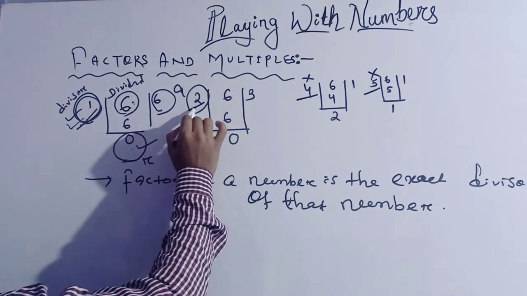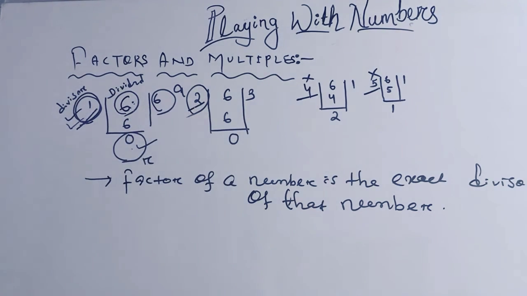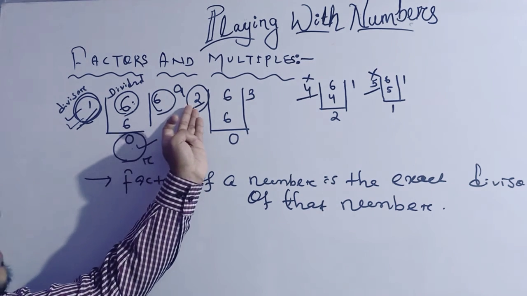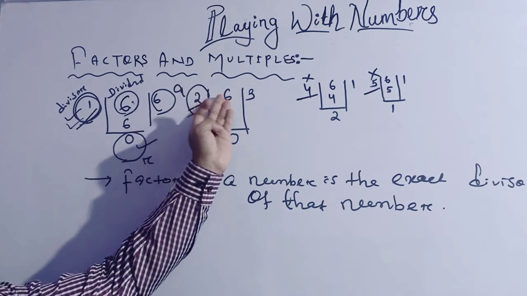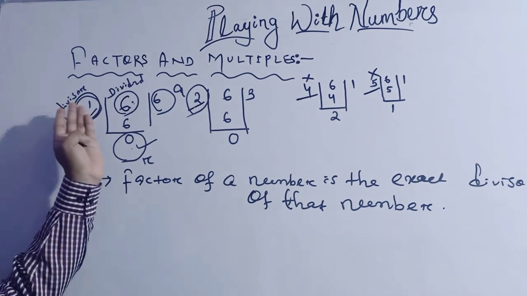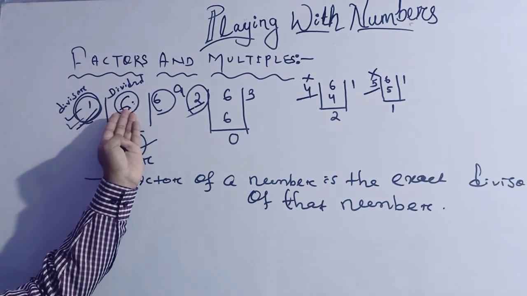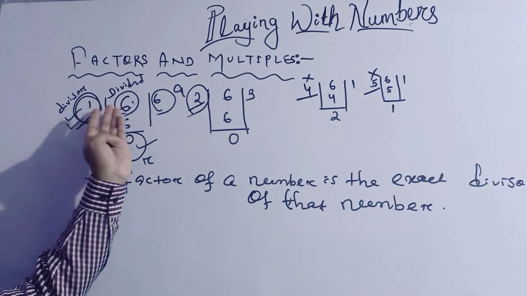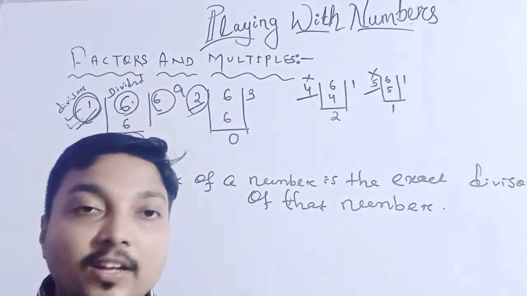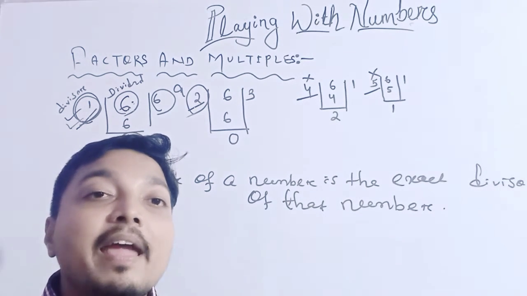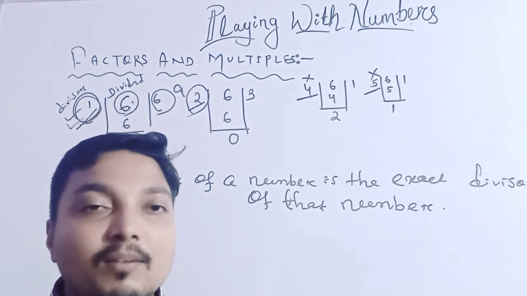Also 2 is a factor of 6. Understood or not understood? Because 2 is the exact divisor of 6, 2 is a factor of 6. Here 1 is the exact divisor of 6, so 1 is a factor of 6. Now you just have to remember the definition: a factor is the exact divisor of that number.